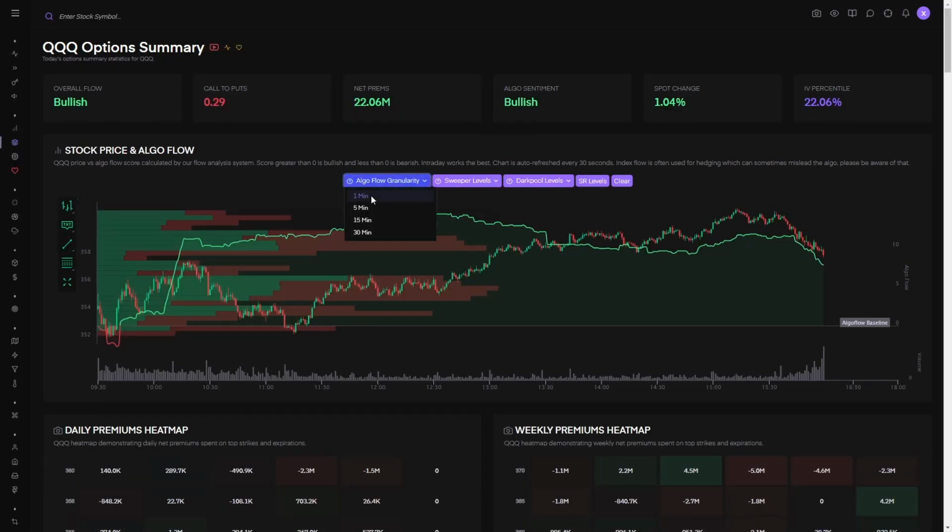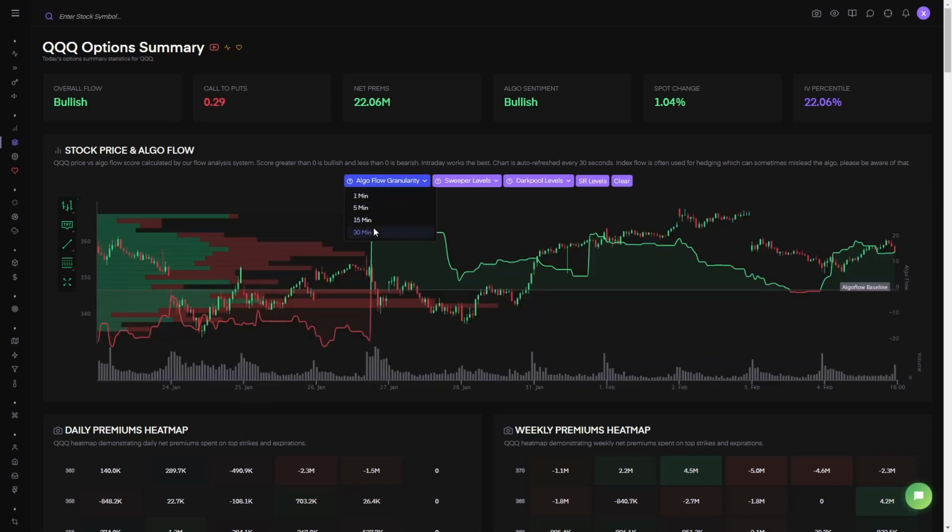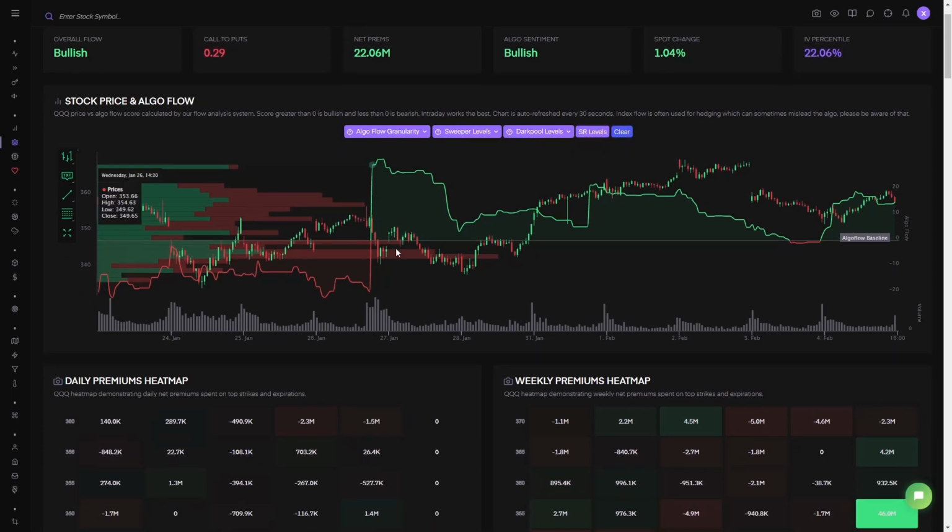You can go to the queues, change the time frame. I typically stick to about 5 to 30 minutes. If I'm scalping, I'll switch to 1 minute, but I've mainly been seeing most of my success come from using the higher time frame ones, which is the 5, 15, and 30 minutes. You can see sweeper levels, dark pool levels, support and resistances automatically drawn for you. It's really cool to see.